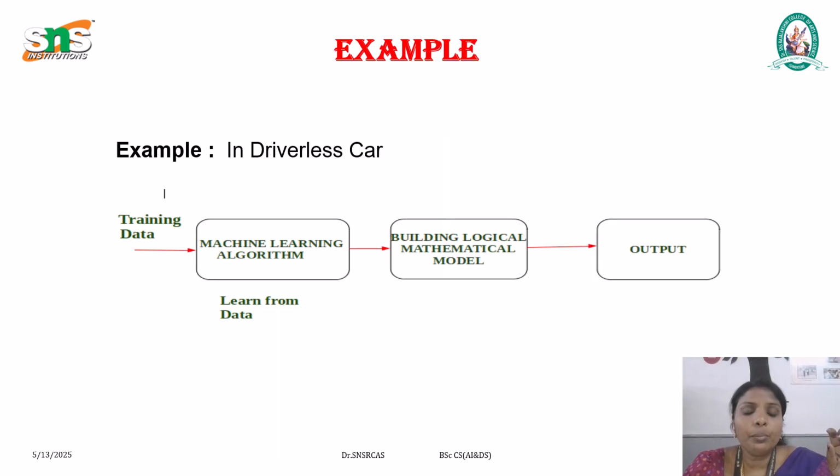Next, we see an example of a learning system: the driverless car. First, we give the training data to the machine learning algorithm. That is, training data is fed to the algorithm on how to drive a car on a highway, in busy and narrow streets, with factors like speed limit, parking, and stopping at a signal. After that, a logical and mathematical model is created on the basis of the data we have given. The car will work according to the logical model, and the more data is fed, the more efficient the output produced.